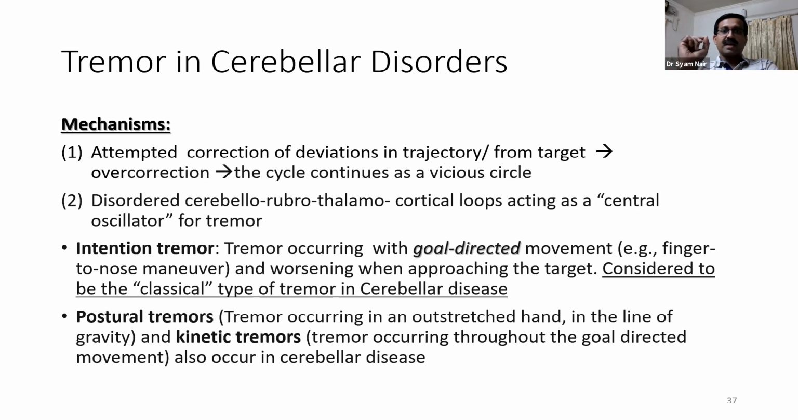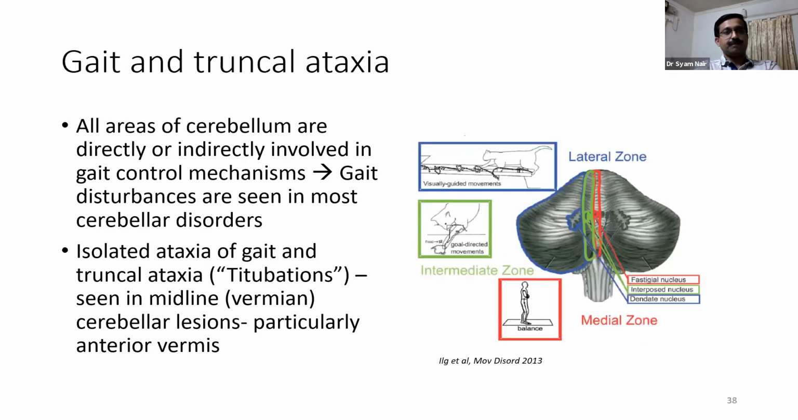Postural tremors occur in an outstretched hand in the line of gravity. The hand is outstretched against gravity, and you get tremors in the line of gravity. While in kinetic tremors, the tremors occur throughout the goal-directed movement, unlike intention tremor, where there is a worsening when the patient is reaching the target. These also occur in cerebellar disease, even though intention tremor is considered to be the classical type of tremor in cerebellar disease.